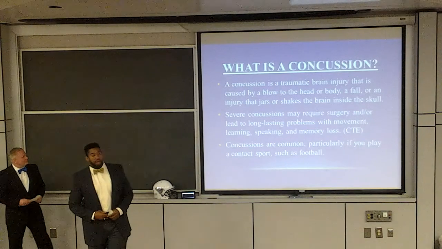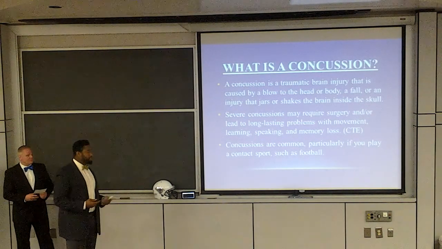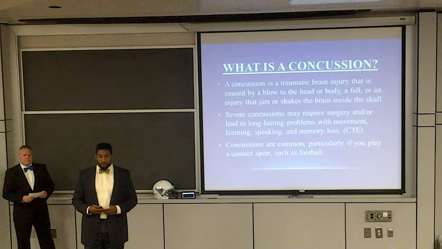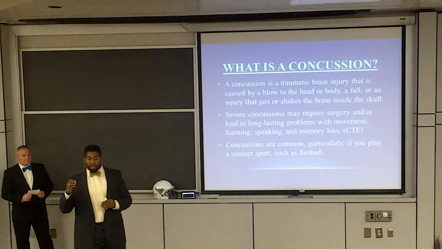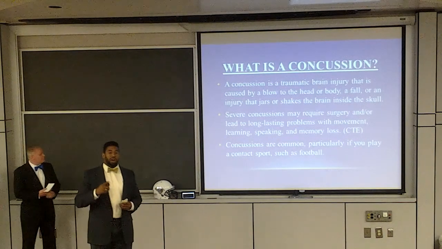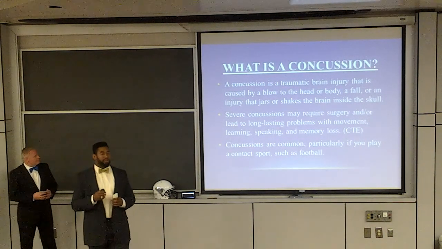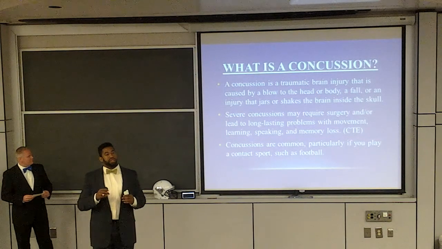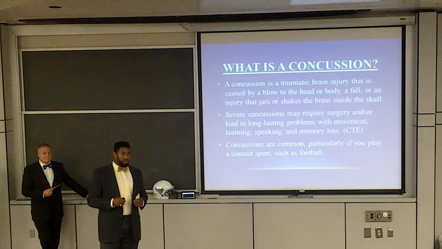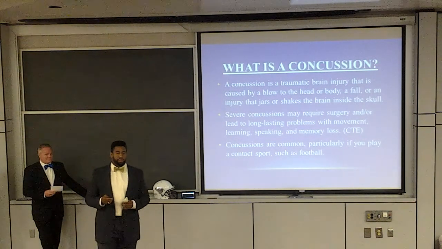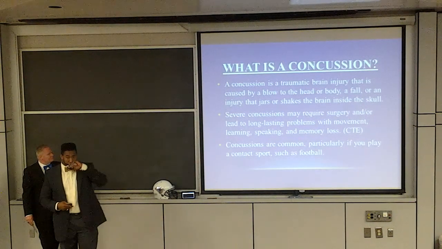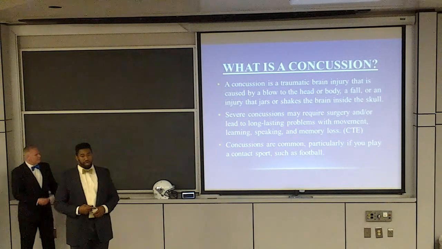What is a concussion? A concussion is a traumatic brain injury that is caused by a blow to the head or body from a fall or something that jars or shakes the brain inside the skull. Concussion actually comes from the brain hitting the side of the skull, and that can cause bruising on the brain, and that's a huge issue. Also, the compressibility of the brain is actually pretty high, but the compressibility of the blood vessels within that tissue is very low. So bursting those blood vessels is also a big cause of concussions. Severe concussions may require surgery and lead to long-lasting problems with movement, learning, speaking, and memory loss.